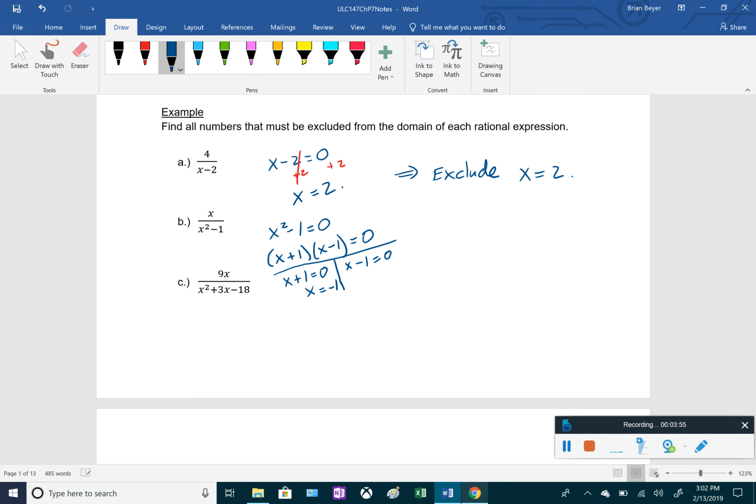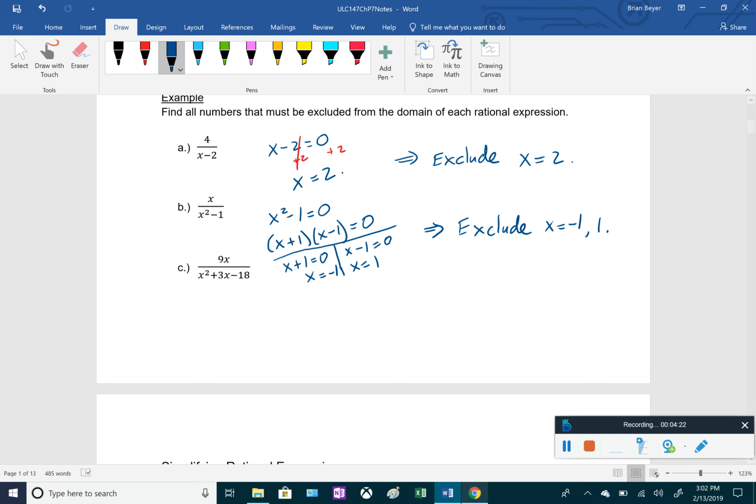This one gives us x equals negative 1 when we subtract 1 on both sides. This one gives us x equals positive 1 when we add 1 on both sides. So those are the values that we have to exclude: x equals negative 1 and x equals positive 1. You can go back and plug that in. In x squared minus 1, if you plug in a negative 1, that gives you 0. If you plug in a positive 1, it also gives you 0.